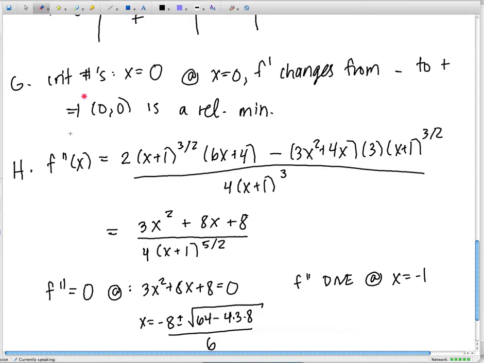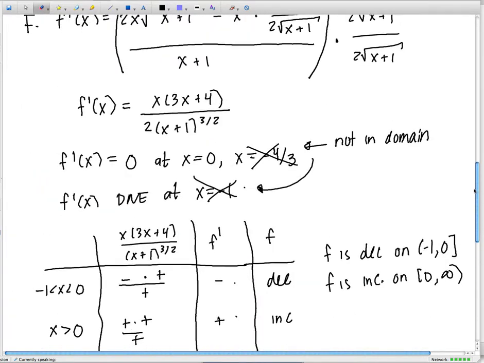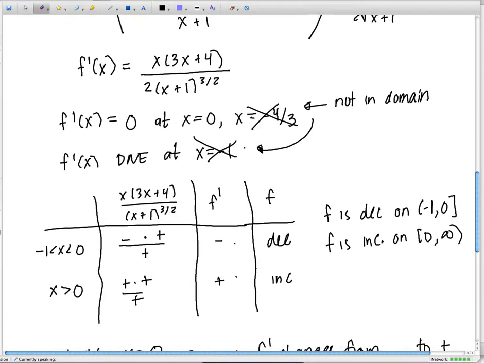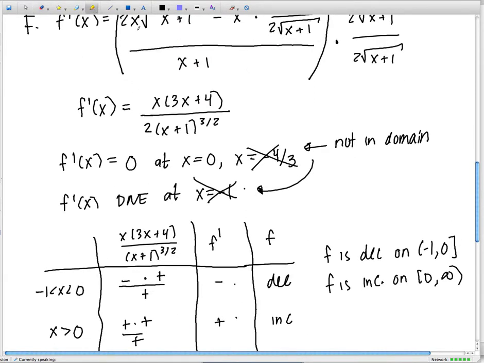So now we just need to deal with concavity. So we need to take the second derivative. That f prime was itself a quotient, so we'll have to use the quotient rule again. When you're taking the second derivative, it's probably useful to write this as (3x squared plus 4x) over (2x plus 1) to the 3 halves.